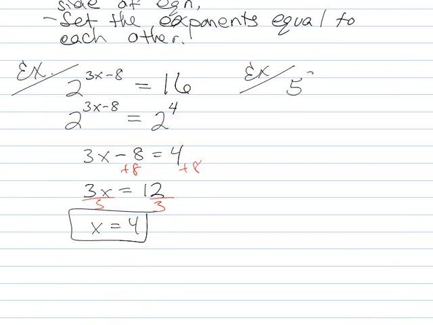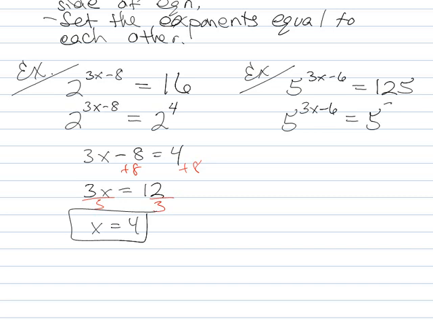Try 5 to the 3x minus 6 equals 125. Okay, so you can say, okay, well, I've got the 5 here, and I'm willing to bet that there's a way I can write 5 to the something is 125. So 5 to the what is 125?